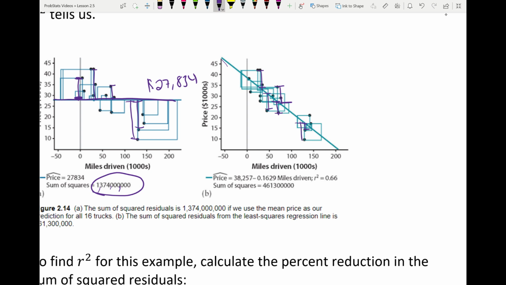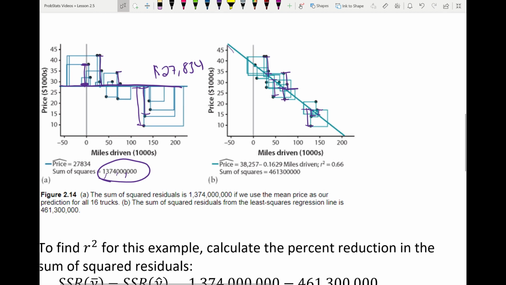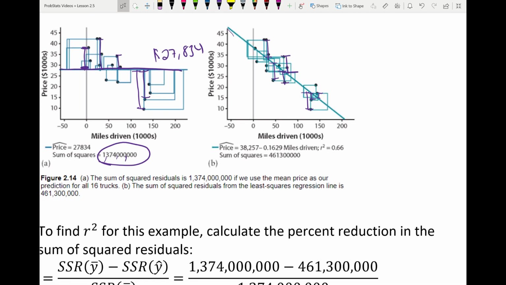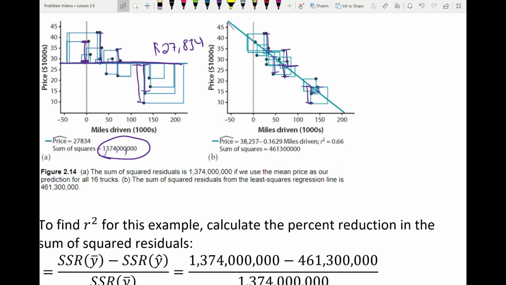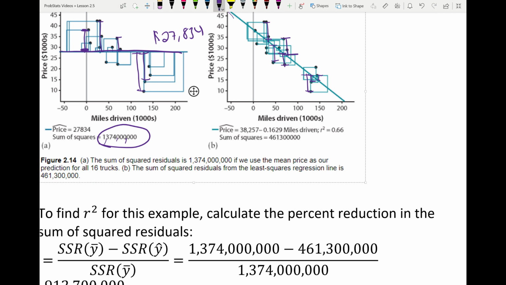Some of them are quite large, but a lot of them are small. That's because this is a good prediction, right? This is trying to say that this is minimizing the squared residuals. So now, if we were to calculate each of those residuals and square them and then add them, we're going to get a sum of squares of this, which is substantially smaller than the previous.